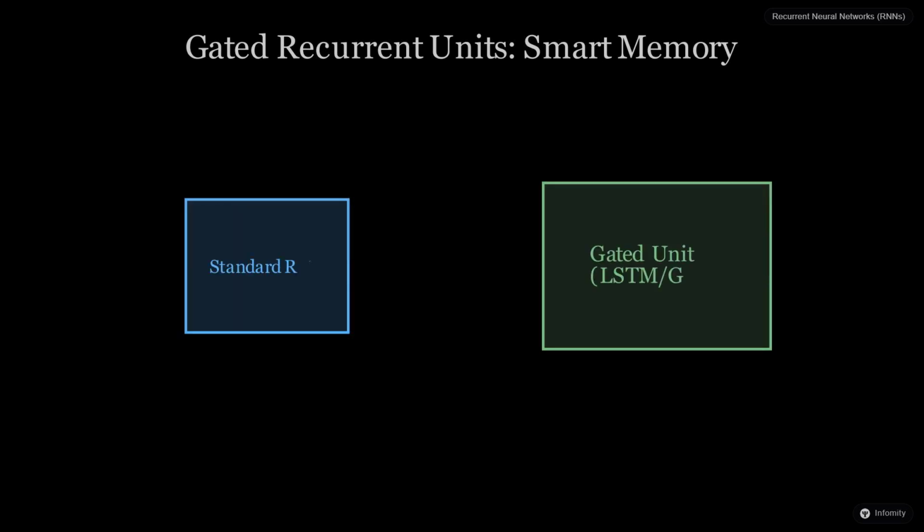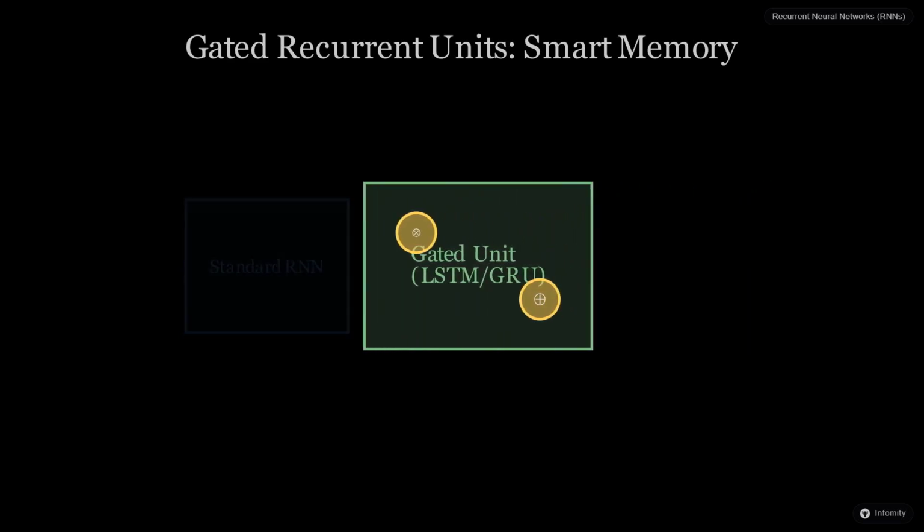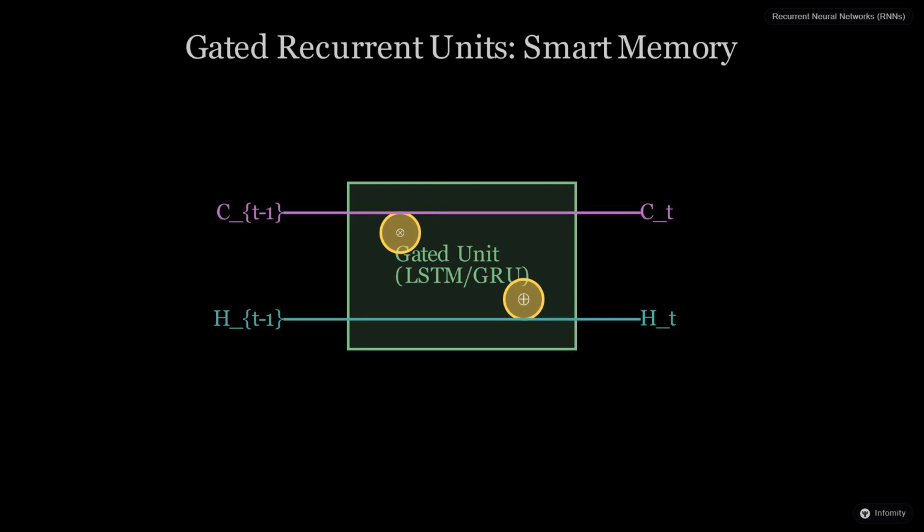To overcome the vanishing and exploding gradient problems, researchers developed more sophisticated RNN architectures, primarily long short-term memory networks, or LSTMs, and Gated Recurrent Units, or GRUs. The key innovation in these models is the introduction of gates. These gates act like intelligent filters that control the flow of information into and out of the network's memory. Instead of simply combining inputs, these units learn to decide what information is important to remember, what to forget, and what new information to add to the internal state. This allows them to maintain long-term dependencies much more effectively.